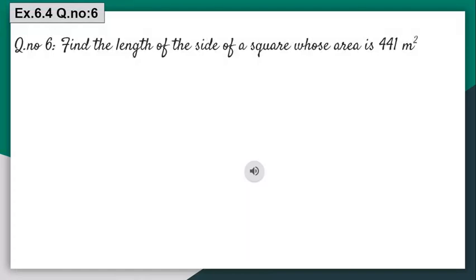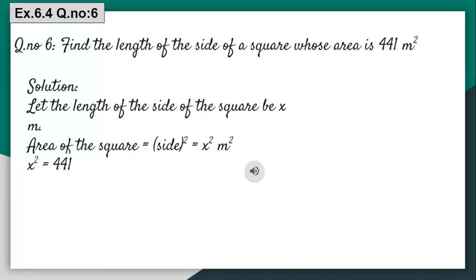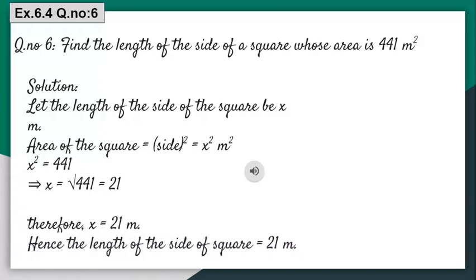See the solution. Let the length of the side of the square be x meter. So area of the square, that is side square, that is equal to x square meter square. So here x square is given 441, isn't it? So what is x? X is equal to square root of 441. We know that 441 is the square of 21, isn't it? So if you know, you can do directly. Otherwise, you can solve it by the long division method very easily.